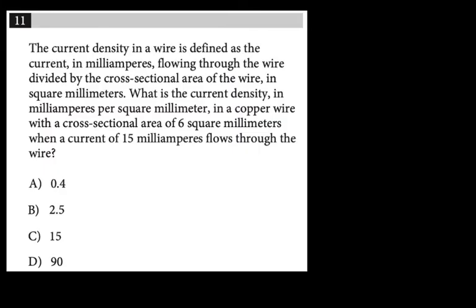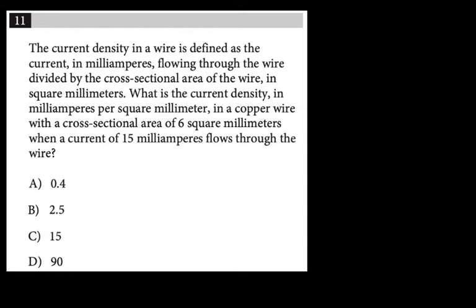Okay, on to question number 11 here. The current density in a wire is defined as the current in milliamperes flowing through the wire divided by the cross-sectional area of the wire in square millimeters. What is the current density? So we're trying to find current density, which we were just told is milliamperes divided by square millimeters. I'm going to use that to solve this problem.